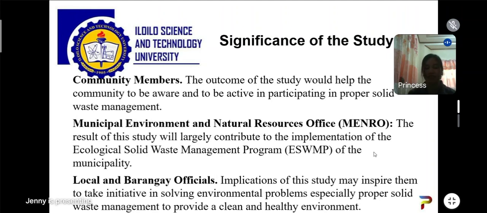Local and barangay officials. So the implication of the study may inspire them to take initiative in solving environmental problems, especially proper solid waste management, to provide a clean and healthy environment.